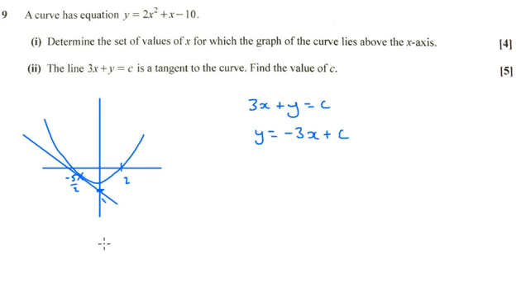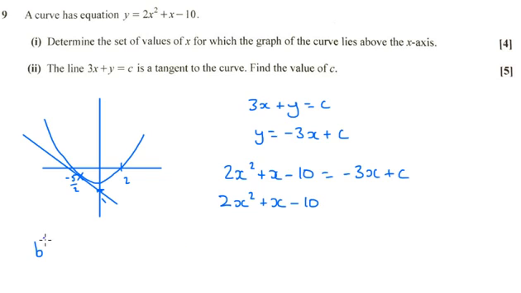Now there's a couple of ways to approach this question. What we could do is treat it as a pair of simultaneous equations and say that when they meet, they have to only have one solution. Because if they had more than one solution, it wouldn't be a tangent. And we know that equations that only have one solution are equations that have a discriminant equal to 0.